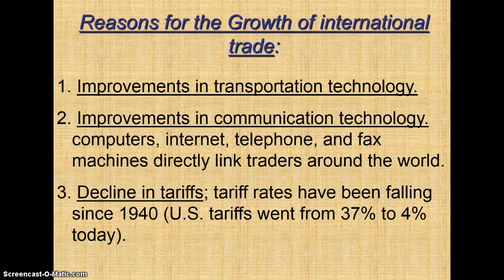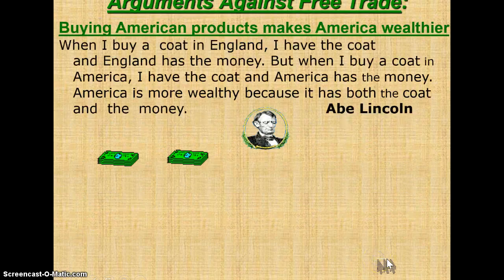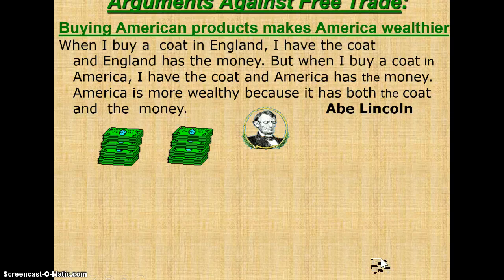Number 3, decline in tariffs. Tariff rates have been falling since 1940. U.S. tariffs went from 37% to 4% today. Thank you. Arguments against free trade.